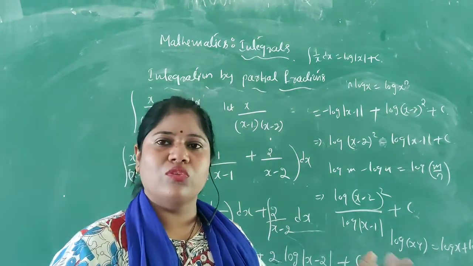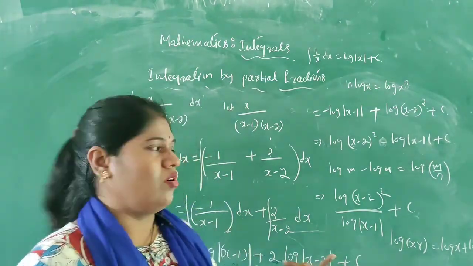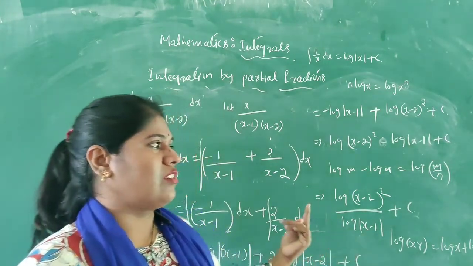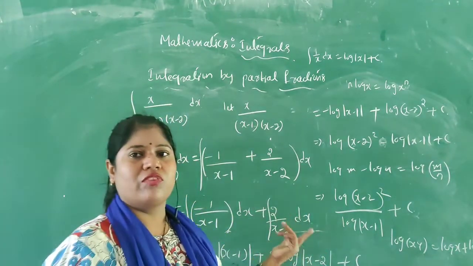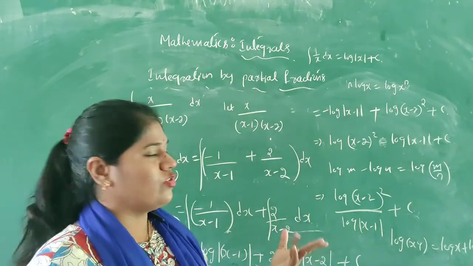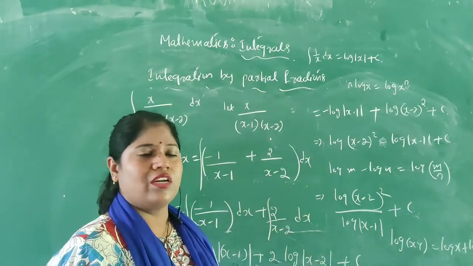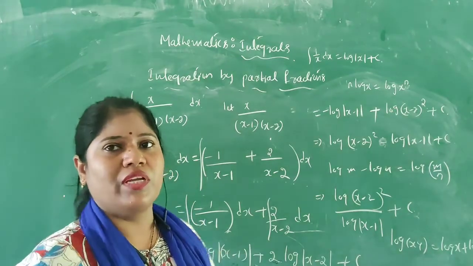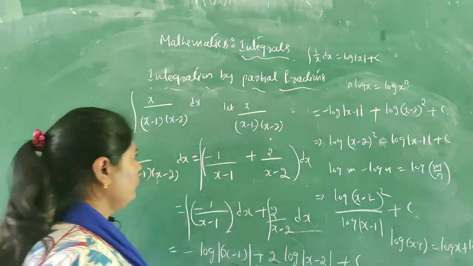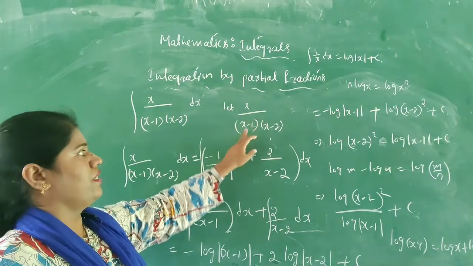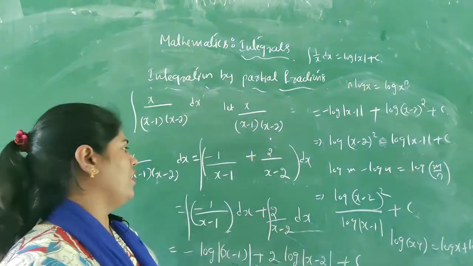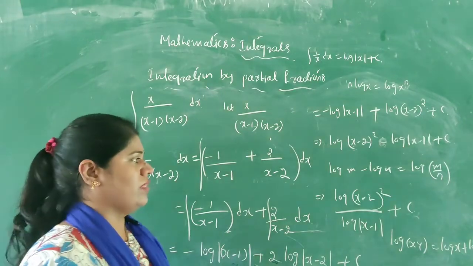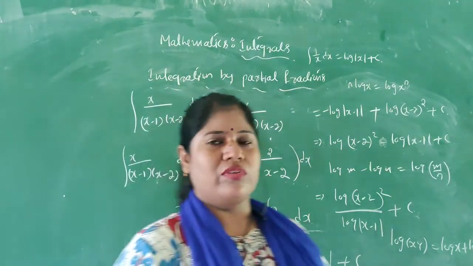We are also used to so many trigonometric functions, no? We use trigonometric identities while solving the integration of trigonometric functions. We are used to so many trigonometric identities. So these are all the formulas we have to remember, okay. So this is x divided by (x minus 1)(x minus 2). So try to learn how we are going to simplify this one, okay. In the next class we are going to continue it.